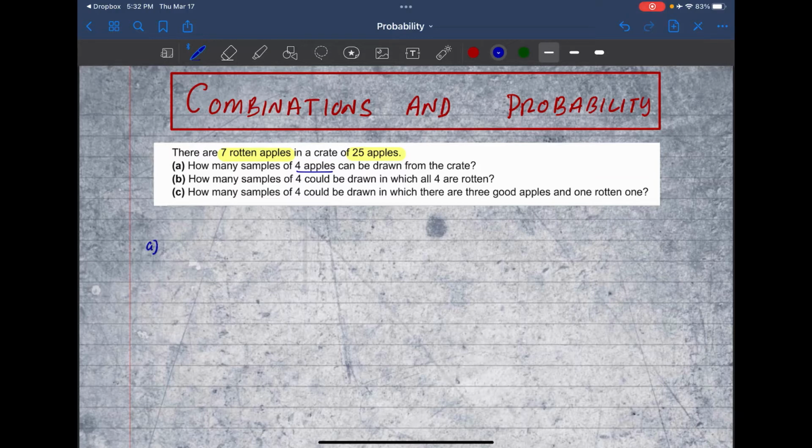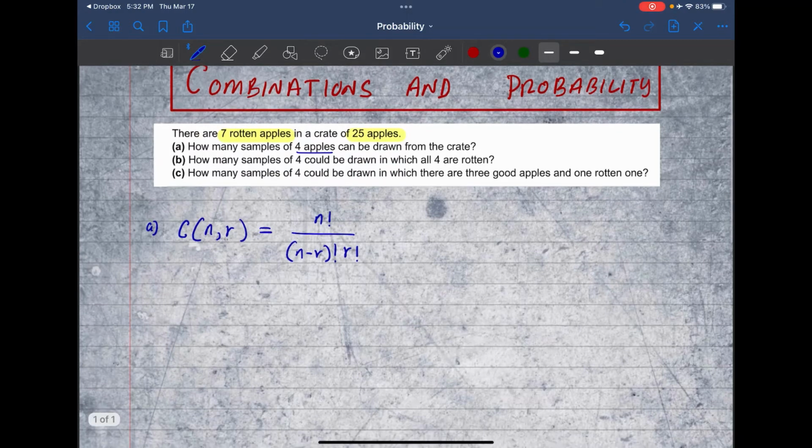For part A, we're going to use combinations because the ordering doesn't matter. So we know the combinations of n choose r. That's what we're going to use. Out of the n objects, we're only going to choose r of them, and this is given as n factorial over n minus r factorial times r factorial.